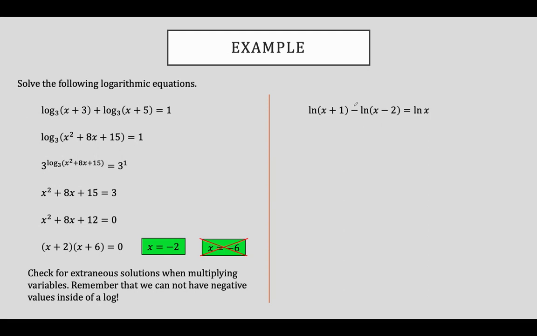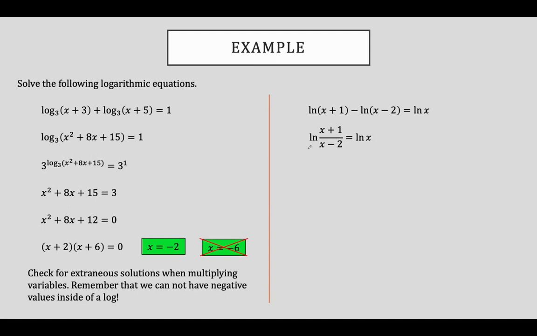So instead, we can use our properties of logarithms to condense this into a single log. Notice I have two logs with the same base connected by subtraction. Well, we can combine those into a single log by taking the quotient of x plus 1 and x minus 2 inside of the log. The natural log of x plus 1 divided by x minus 2 is equal to the natural log of x.